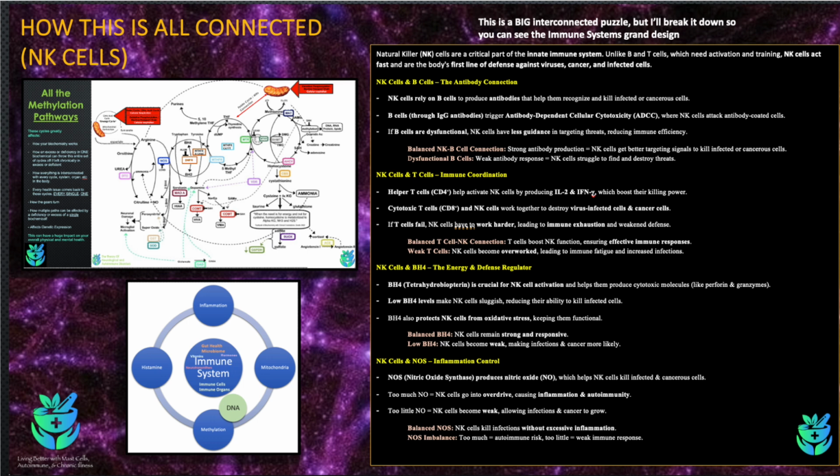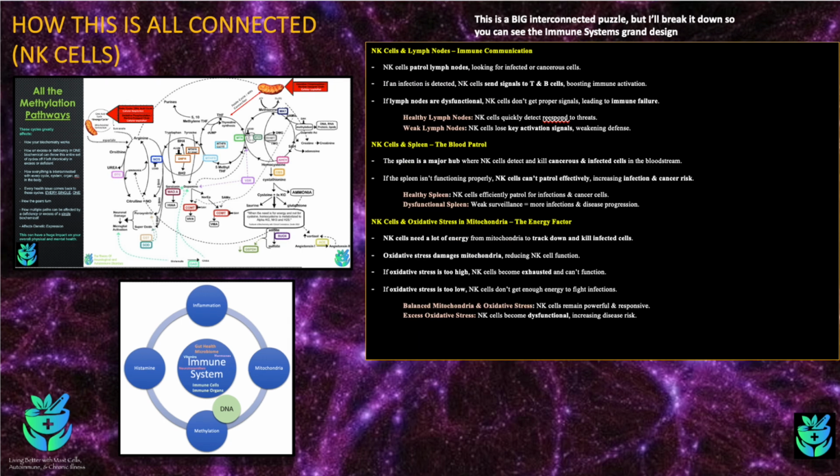Too little nitric oxide and the natural killer cells become weak, allowing infections and cancer to grow. Balanced NOS equals natural killer cells killing infections without excessive inflammation. And if there's a NOS imbalance, too much equals autoimmune risk and too little equals a weak immune response. Natural killer cells and the lymph nodes, and this is your immune communication.